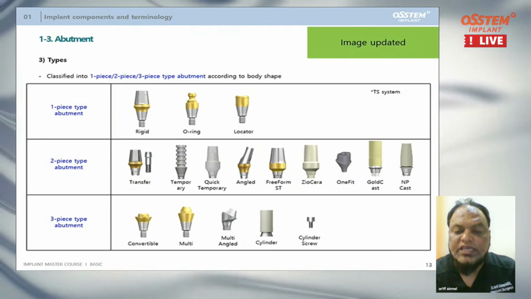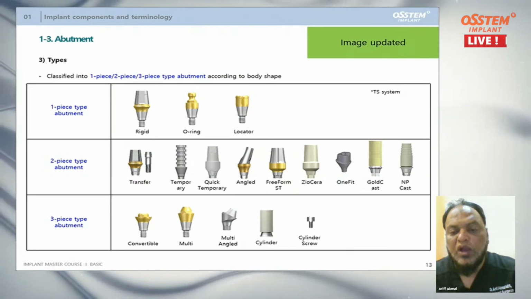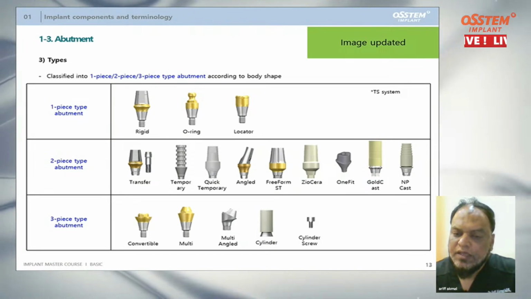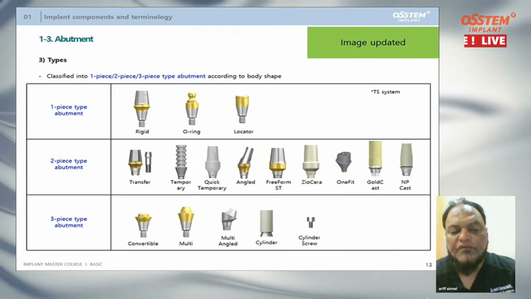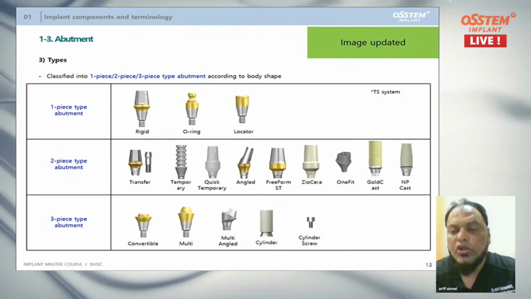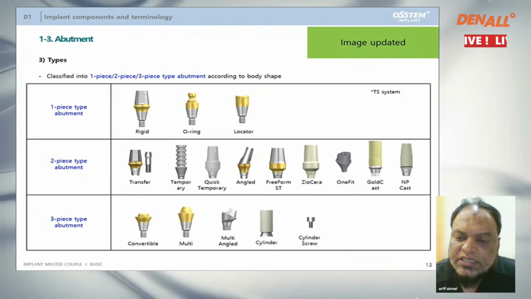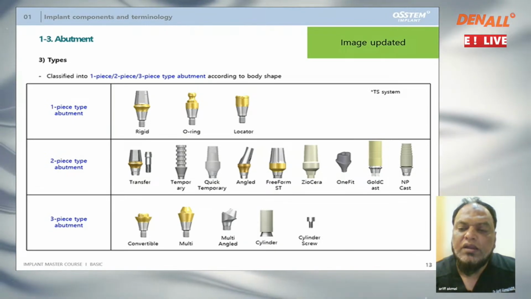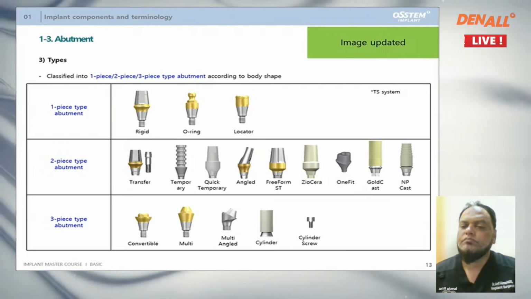And then we have Freeform ST. Then we have Zeosphere, that is the zirconia. And then 1 fit. 1 fit is an excellent option we have nowadays. And then we have the cold cast. So these are some of the two-piece abutments we have. And then we have the three-piece abutments. The convertible. What do you mean by convertible? The name itself suggests. The internal hex implant gets converted to the external hex by a convertible abutment.